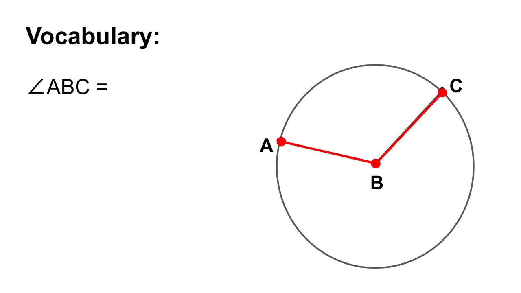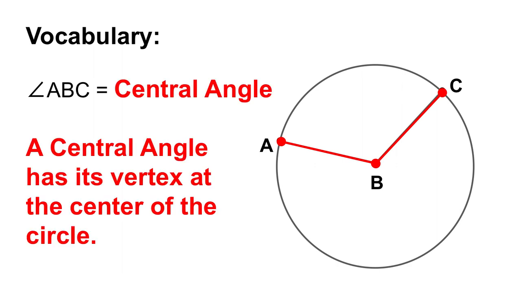The next vocabulary term is one that we did in our warm-up. This is an example of a central angle. I can tell it's a central angle because it's right at the center of the circle. So I've got my angle B here. We've got B at the center of the circle: central angle, center of the circle.